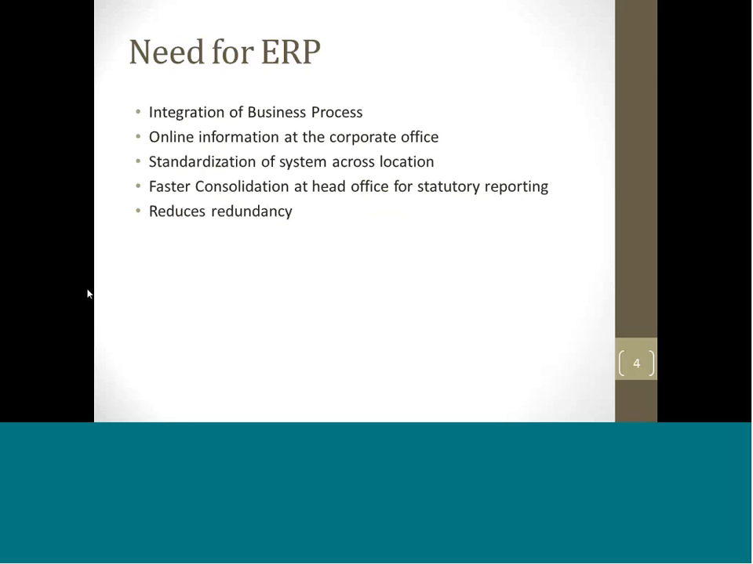If you have 100 plants segregated across the entire world, at one location at your head office, you can find out the entire sales, the manufacturing details, the production planning details of all the plants in your company. And it standardizes the system across locations. You have the same module, same structure, which is functioning in different plants. And it is consolidated faster at the head office because everything is online.